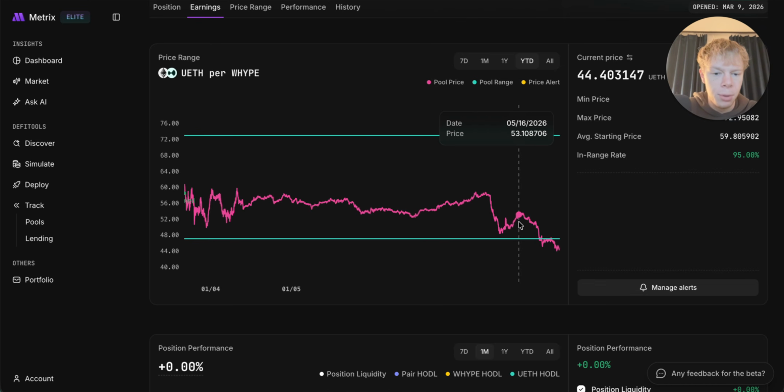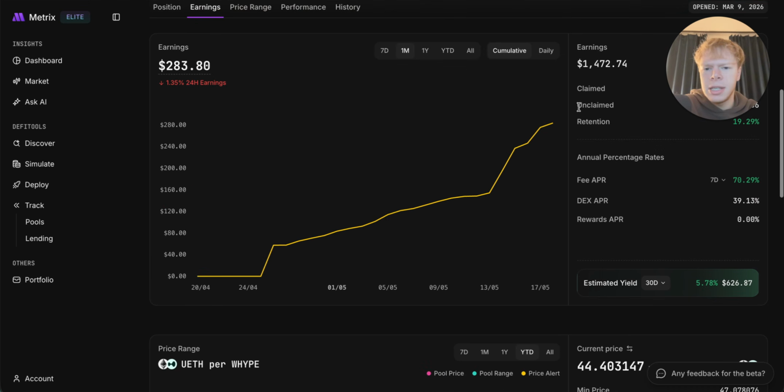Goes down, boom, recovery period. Goes down, and next we would typically see a recovery period back in range. That's where I'll execute my rebalance. But yeah, this is exactly how you select ranges. You determine when you want to rebalance.